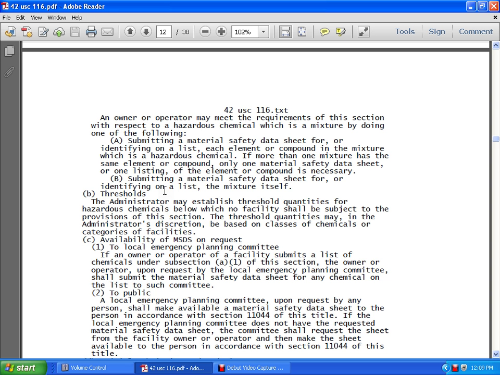C, the availability of MSDS requests to the local emergency planning committee. If the owner or operator of a facility submits a list of chemicals under subsection A of this section, the local emergency planning committee may request the owner or operator to submit material safety data sheets for the chemicals on the list. A local emergency planning committee, upon request by any person, shall make available a material safety data sheet to the person in accordance with section 11044 of this title. If the committee does not have the material safety data sheet, it shall request the sheet from the facility owner, then make the sheet available to the person in accordance with section 11044 of this title.